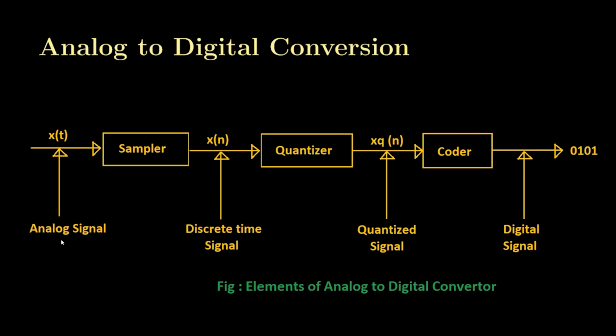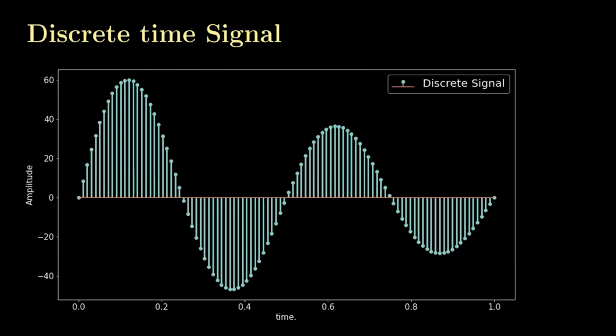The analog to digital converter consists of three main blocks. The first is sampling, the second is quantization, and the last is encoding. Basically, we will first perform sampling, then quantization, and finally coding. When an analog signal is sampled, it becomes a discrete signal. After quantization, it becomes a quantized signal, and after encoding, it becomes a digital signal.